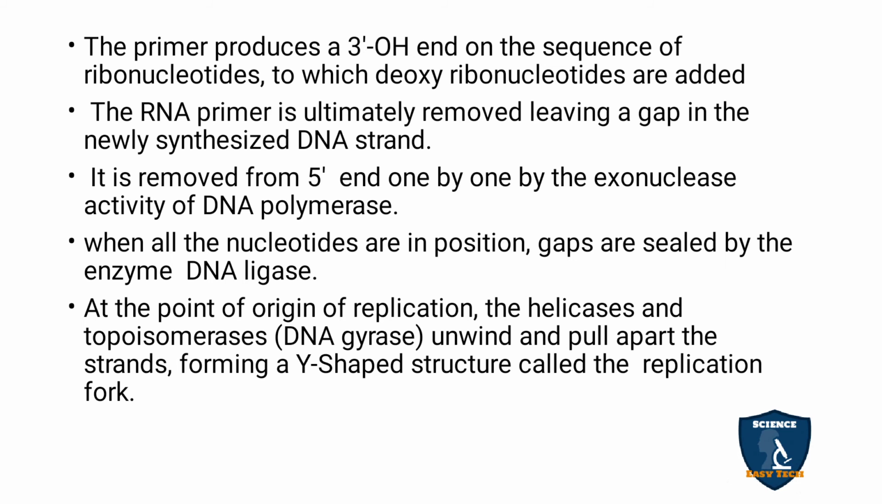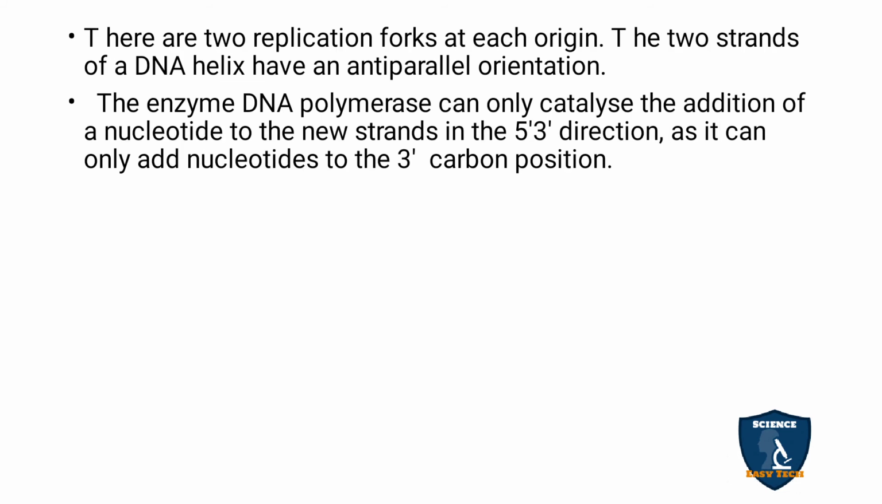At the point of origin of replication, the helicase and topoisomerase, otherwise known as DNA gyrase, unwind and pull apart the strands, forming a Y-shaped structure which is called the replication fork. So there are two replication forks at each origin.